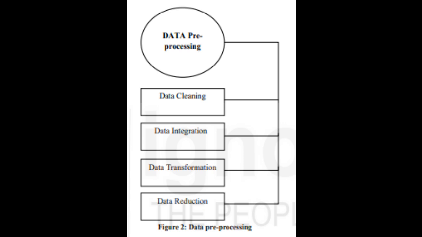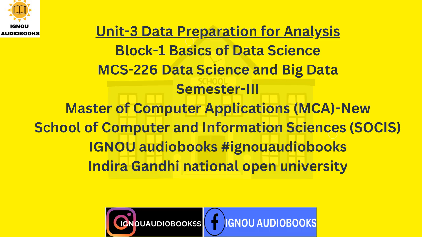Noise is the variance or random error in a measured variable. It is possible to recognize outliers, which might be noise, employing tools for data visualization and basic statistical description techniques, such as scatter plots and box plots. How can the data be smoothed out to reduce noise given a numeric property, like price, for example?